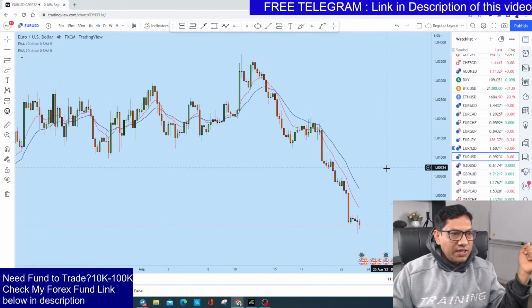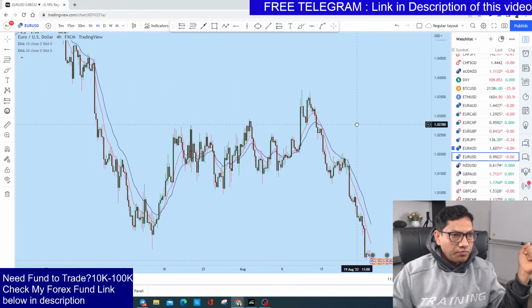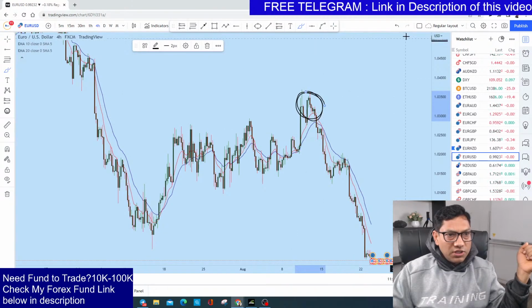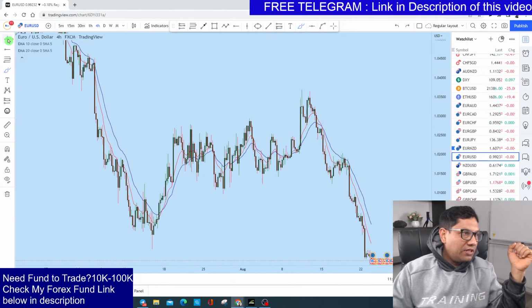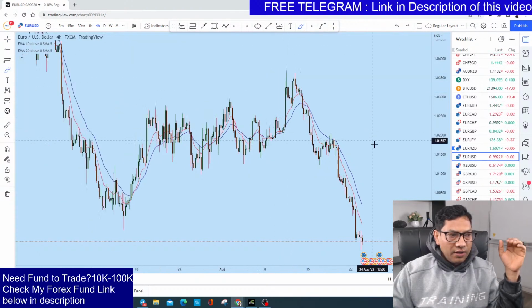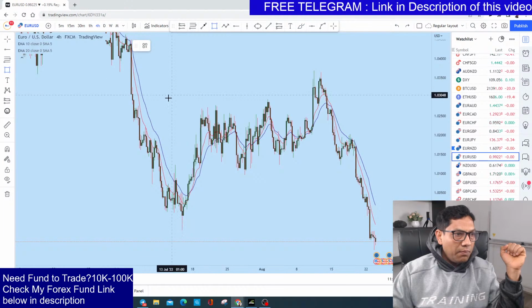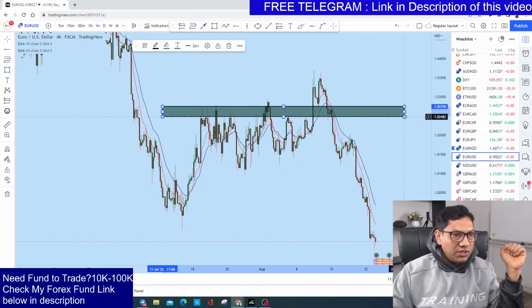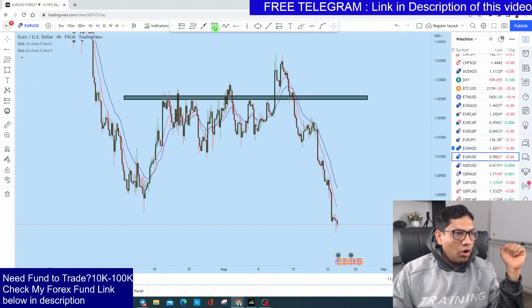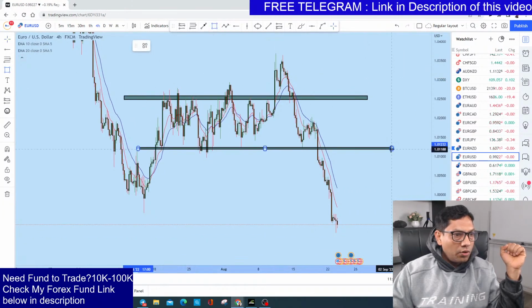You can see that first of all on EUR/USD there is a liquidity grab here. These are the subtle things you need to pay attention to when you are trading, looking for the liquidity grab where the price has broken a major level of support or resistance. This is the major level of resistance on EUR/USD. This is the support.